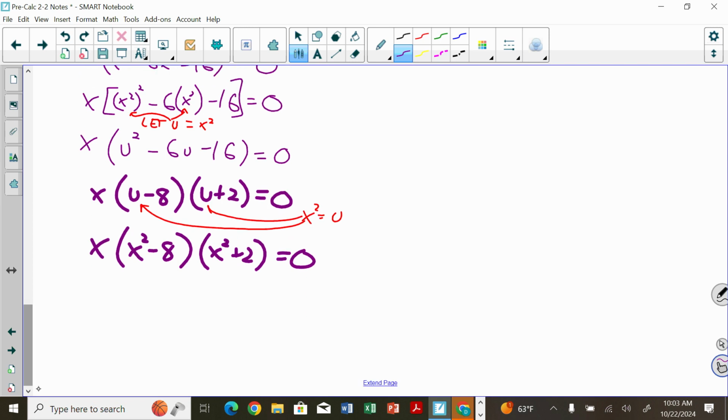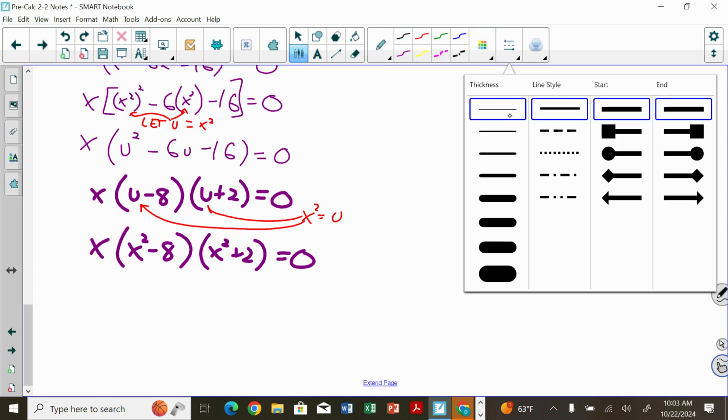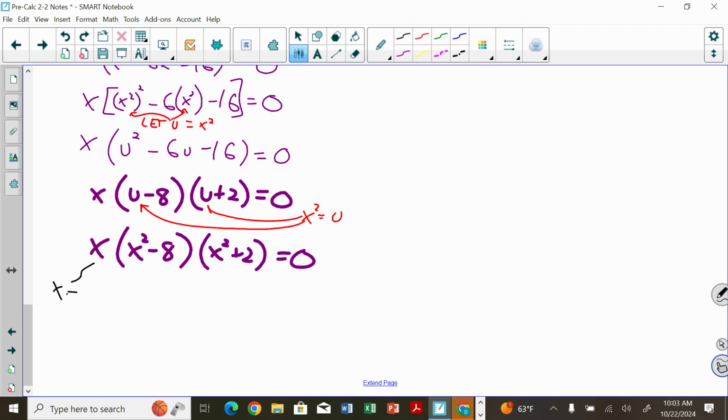Okay, so over here, I'm going to look at x equals 0. We're good there. On this one here, I've got x squared minus 8 equals 0. So I add 8 to both sides. So now I have, what is that? Square root of 8. So positive negative 2 times the square root of 2 when you go in radical form.